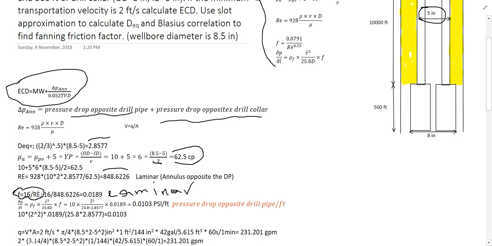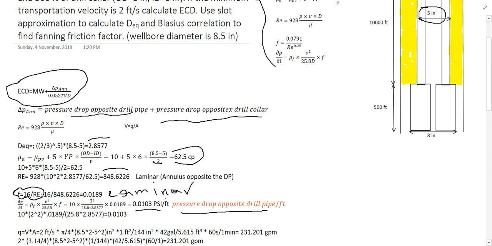0.1089. In the equation that is provided, rho is 10, multiplied by the velocity, which is 2, and the equivalent diameter we found here, 2.85. If we substitute that, the pressure drop will be 0.0103 psi per feet, for the pressure drop opposite the drill pipe per feet.